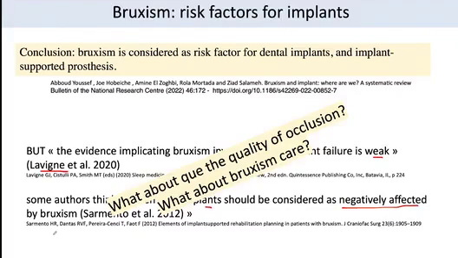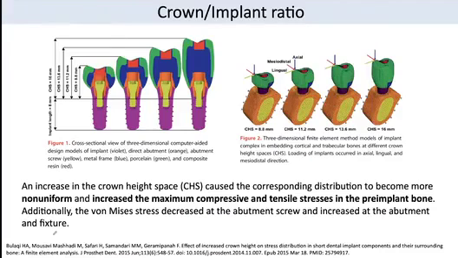The second point is: what about bruxism care? We cannot do anything to decrease bruxism? Of course we can, but nobody talks about this. So bruxism for me is not a contraindication for implant. It is an indication for high quality of care for the patient.